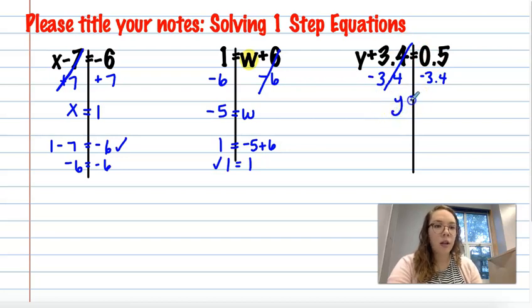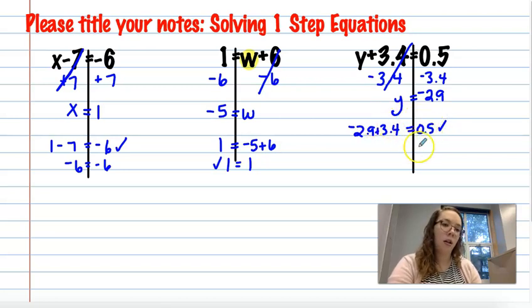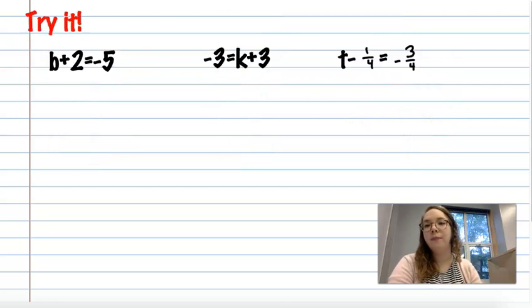Okay, different signs, you take the difference. 3.4 minus 0.5 is 2.9. The bigger was negative, so our answer is still negative. Okay, again, you can check yourself to make sure you're right. This is 0.5. All right.